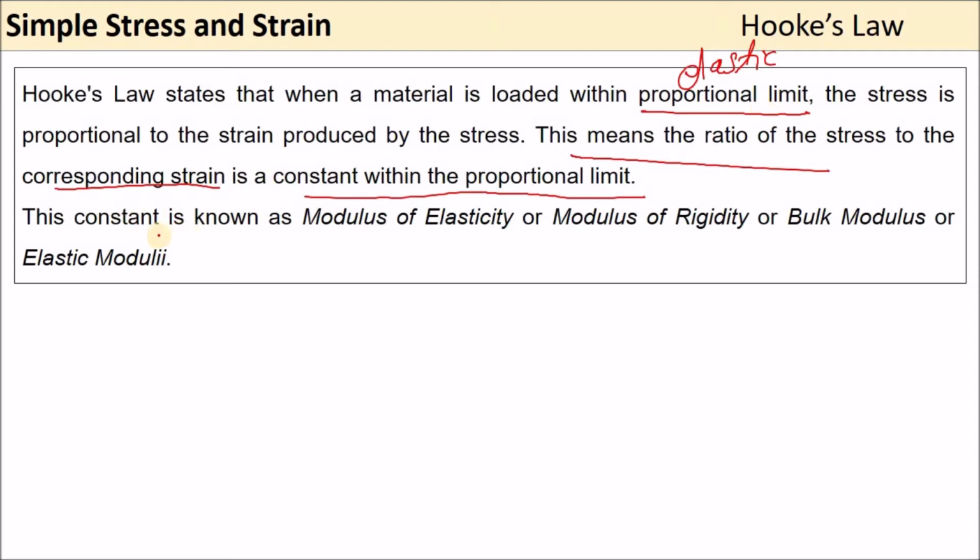The constant here, the ratio of stress to strain, is known as the modulus of elasticity, or modulus of rigidity, or bulk modulus, like that. Okay. So we will discuss how they are different in a simple elastic model, you can say.